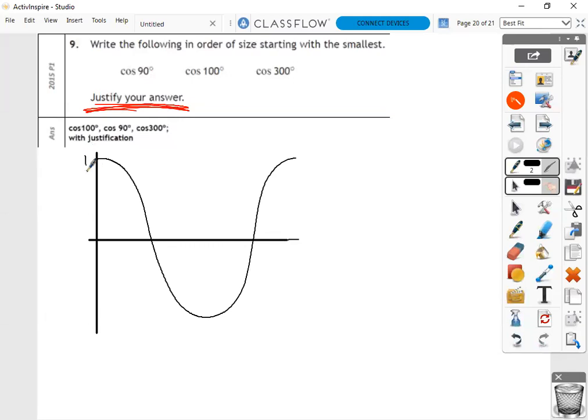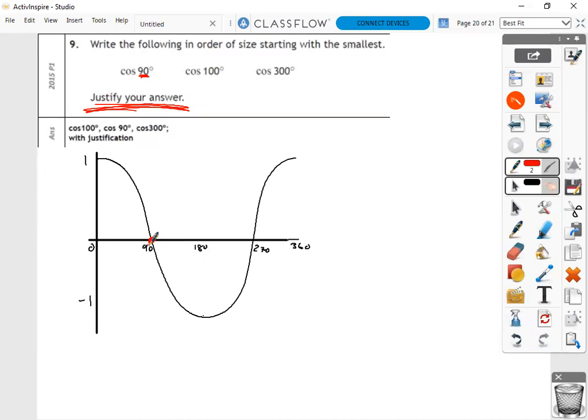1, -1, starts at 0. First milestone's at 90. Hits a minimum at 180. 270 is where it cuts the x-axis. 360, it's back up to a maximum. So that's our graph. What's it asking us? Well, what happens when x is at 90? So cos 90, y is 0.